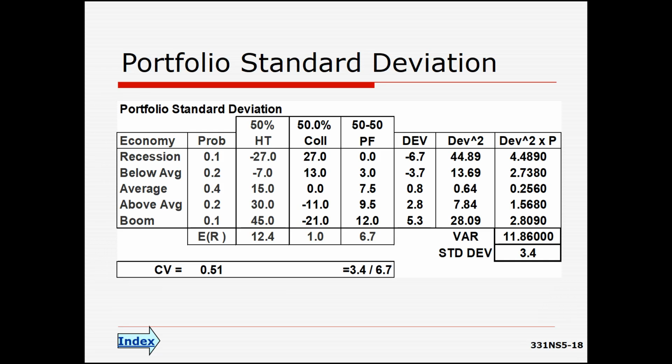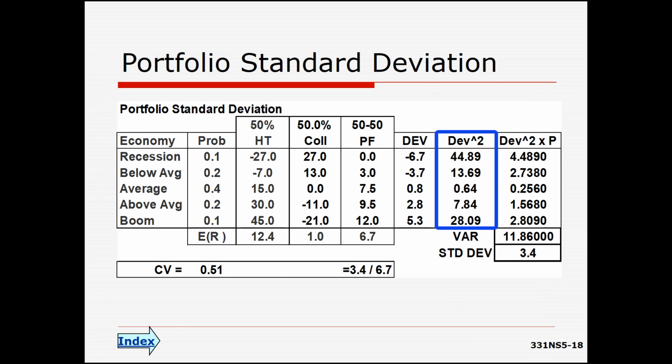This calculates the standard deviation of the 50-50 portfolio in a more familiar table format. Here's where we use the other approach from a few slides back. Step 1, calculate the expected return of the 50-50 portfolio in each state of the economy. Step 2, find the deviation of each portfolio expected return from the overall expected return. For recession, that would be 0 minus 6.7%.